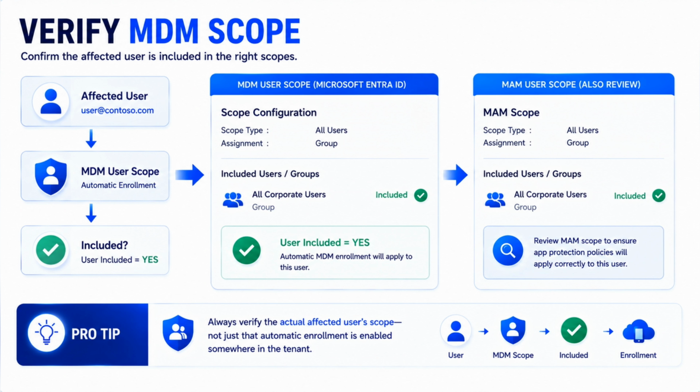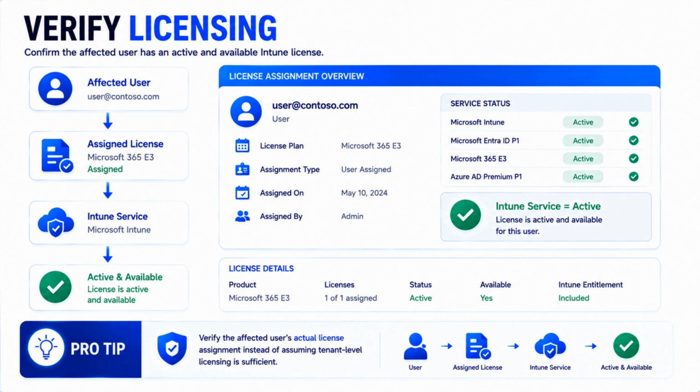Confirm that the actual user attempting enrollment is covered by the intended MDM configuration. Next, verify licensing. The affected user needs an appropriate Intune license for enrollment. A device can have correct identity and authentication while enrollment still fails because the user isn't properly licensed.